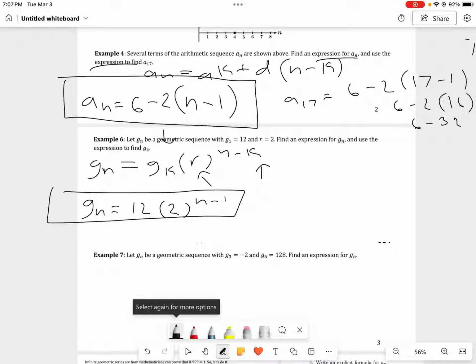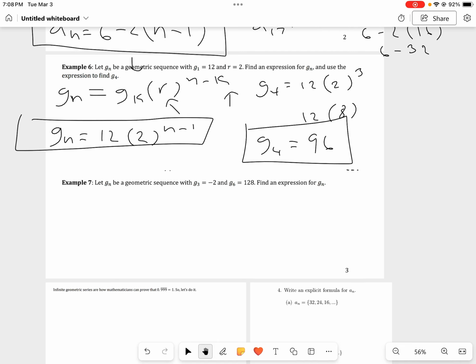And it's g of 4, so just plug that in. 4 minus 1 is 3. 12 times 2 to the power of 3, which is 8. So g of 4 is, what is 12 times 8? That's 96.